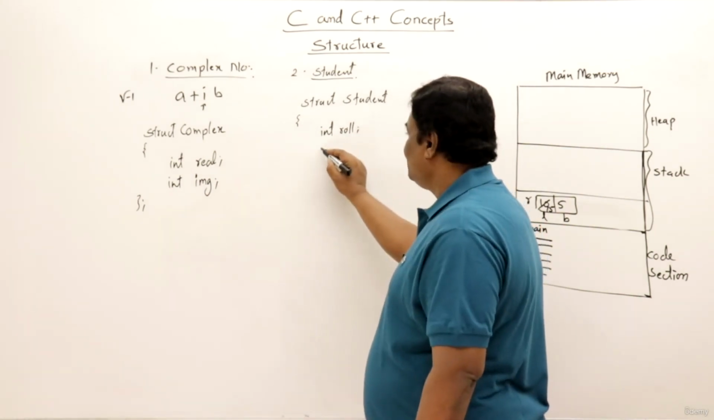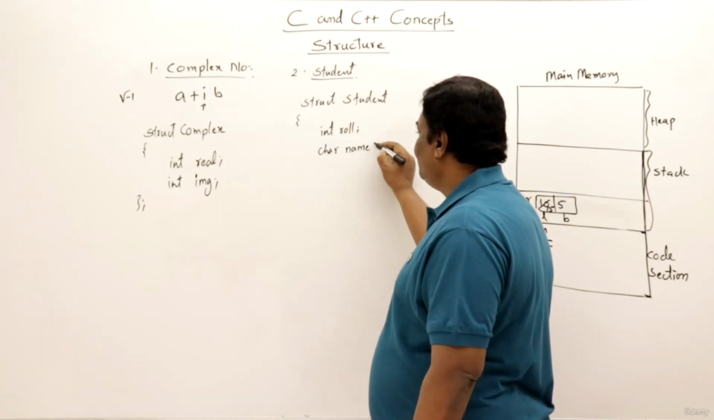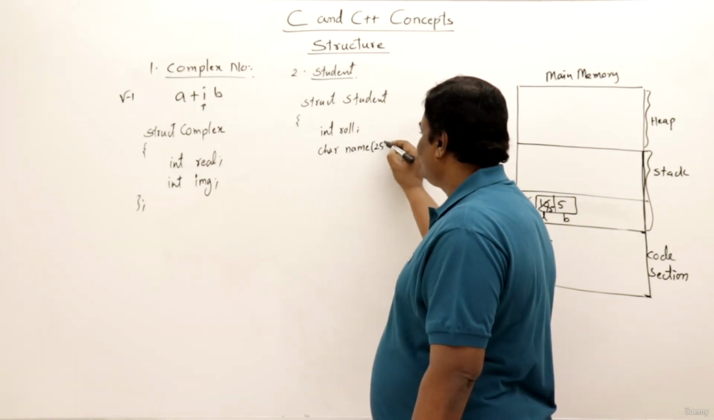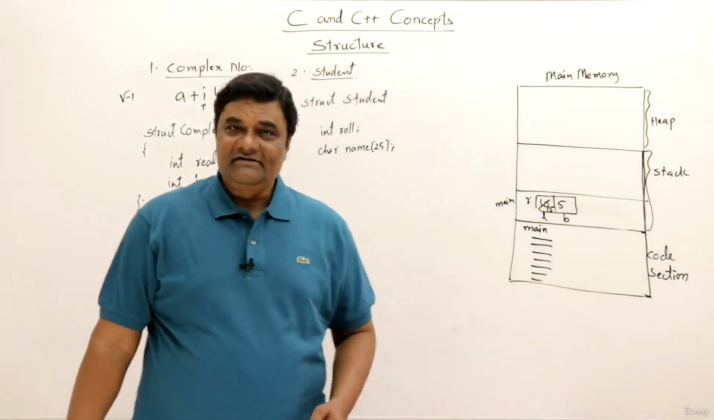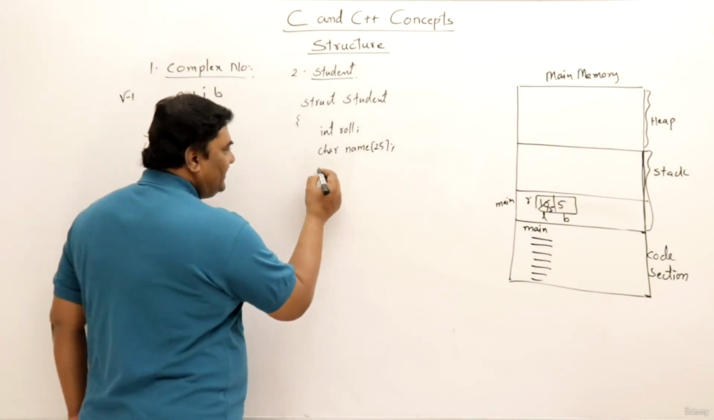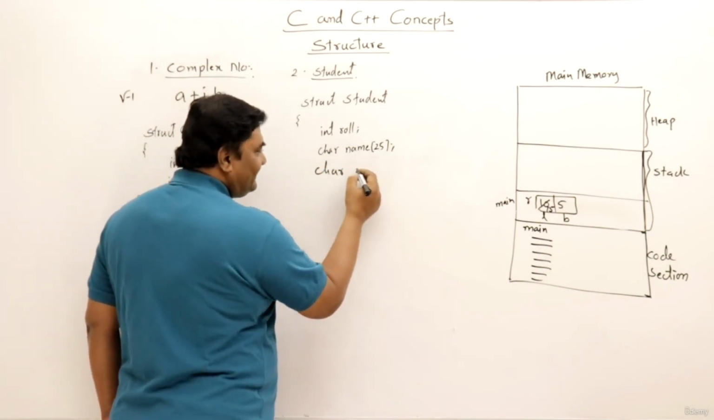Next, I want to store the name of a student. The name of a student is a string, so I will have an array of type character for name. Let us reserve 25 spaces, so it can store a name up to 25 characters. Next thing, I want to store the department of a student. Department is also a name, so it's a character type.